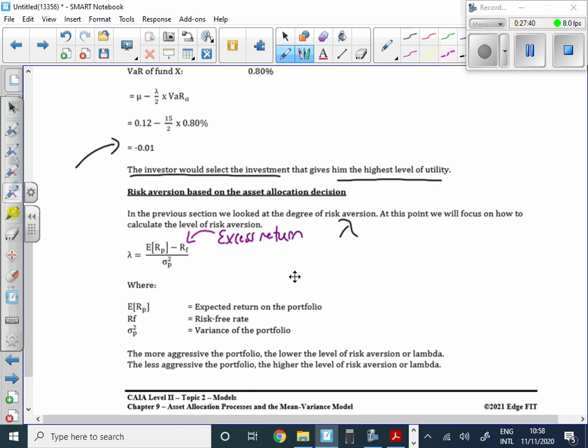The more aggressive the portfolio, guys, you remember this? It goes a little bit against the intuition. The more aggressive the portfolio, the lower the lambda. The less aggressive the portfolio, then these people are considered to be risk averse people, and your lambda would be higher. Okay, and sorry guys, but you need to know that formula as well.